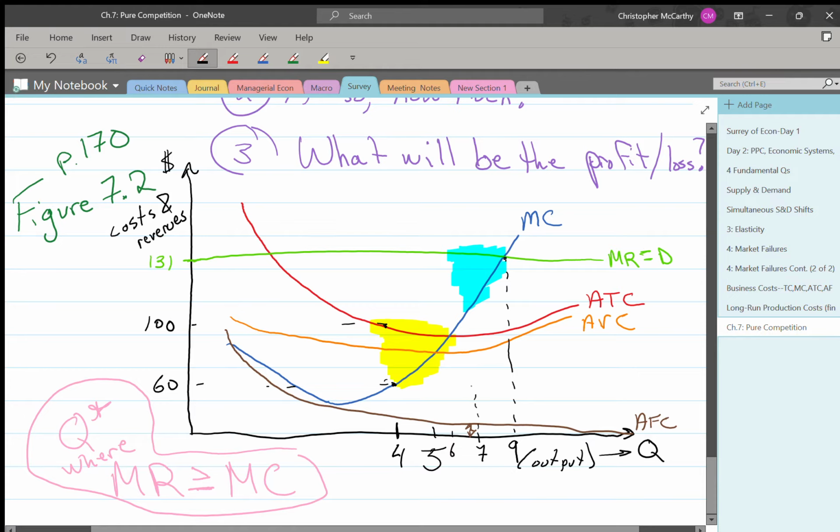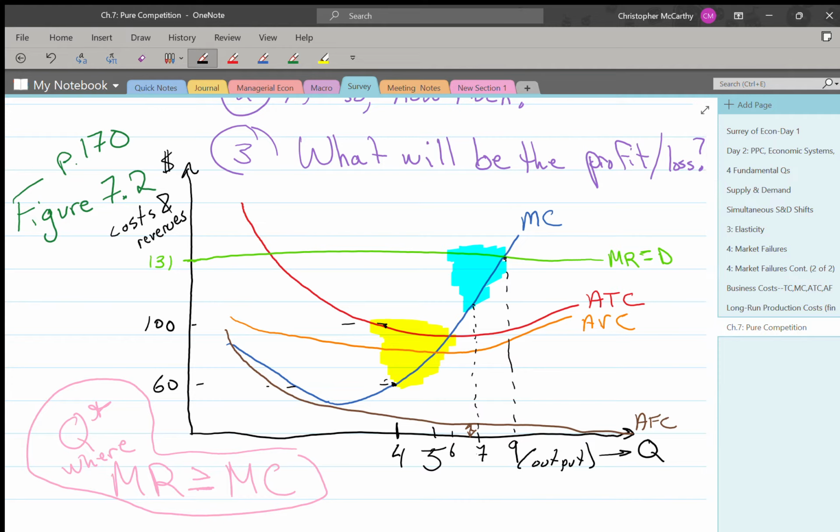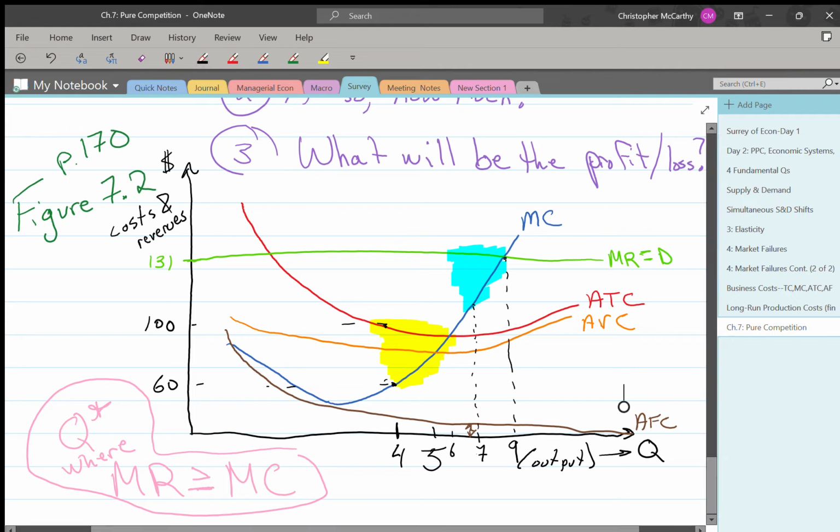I'm at 6, and I'm deciding whether or not to produce that 7th unit. That 7th unit is going to provide me a marginal revenue of $131. So that extra unit is going to give me $131 extra, and it's going to cost me a lot less than $131, something like $110.